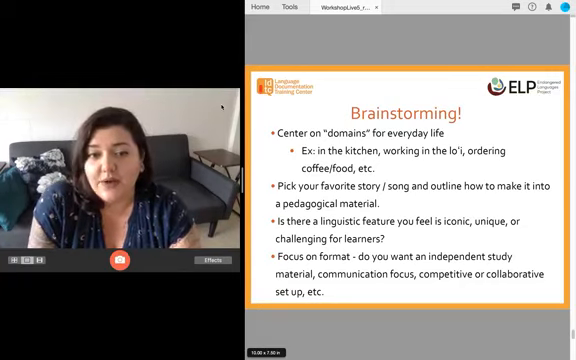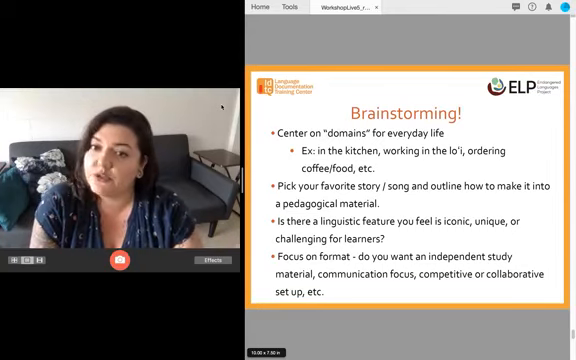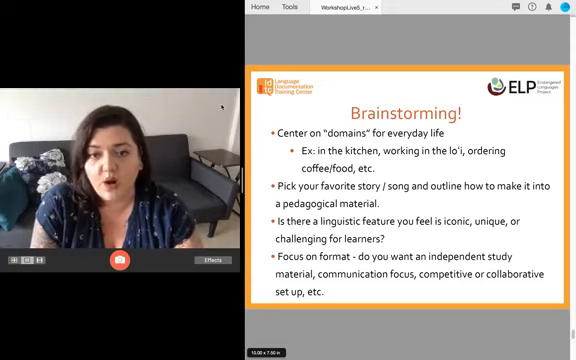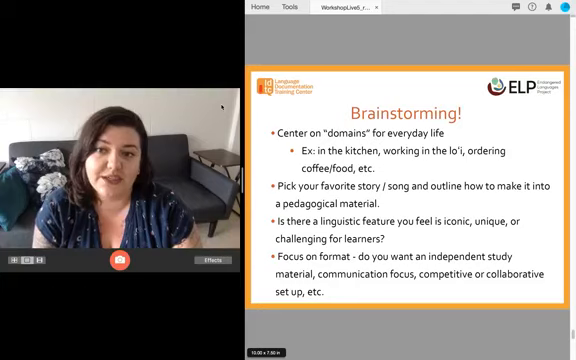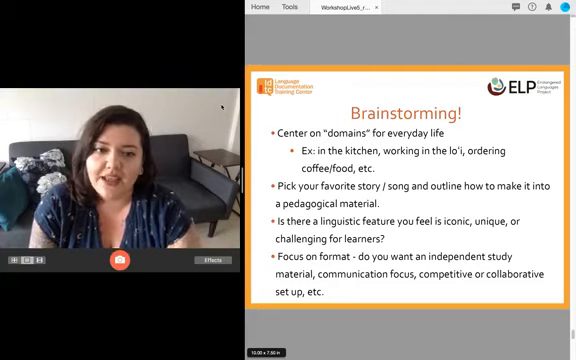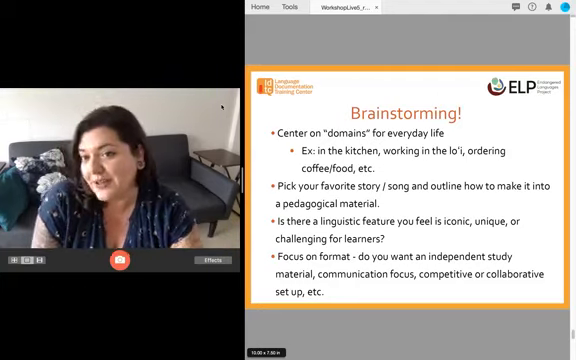And then finally, think about formats. Do you want something that's going to be more independent study, so something people can do on their own at home, or do you want it to be more of a communication focus, so you need multiple people to interact with each other to be able to complete the task or the activity? And do you want it to be more competitive or collaborative in nature?